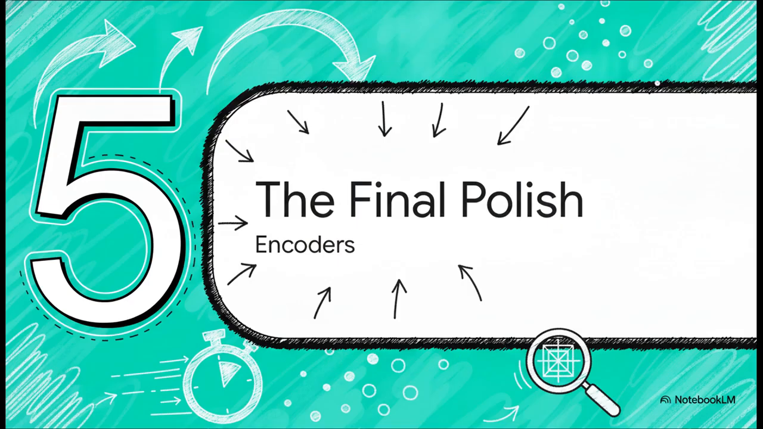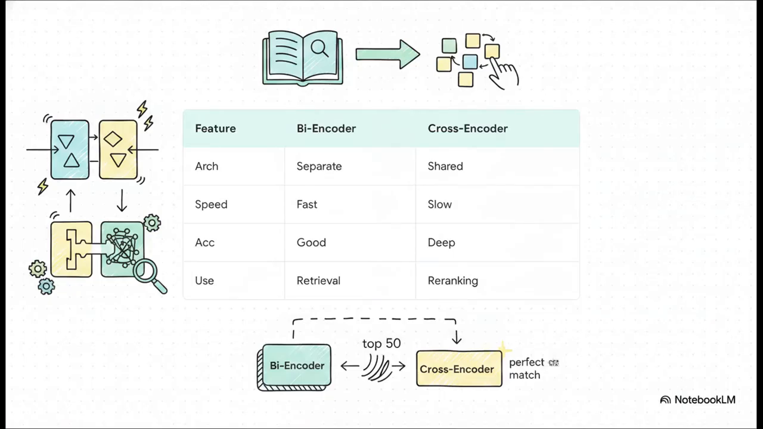Finally, Section 5, the final polish, encoders. So we've just traded away a bit of our accuracy for speed to make vector search viable. The question now is, how do we get that deep, nuanced accuracy back for the final results we actually show the user? The industry standard solution is a two-step pipeline that uses different types of transformer encoders.